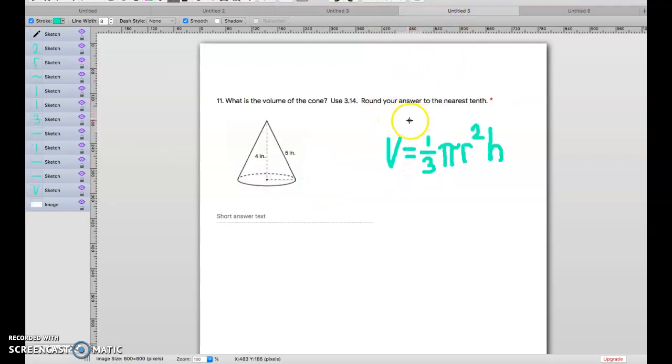Same here for problem 11. Here's the volume of a cone. This is 1/3 times pi times r squared times the height. So maybe you want to pause this video and copy that.